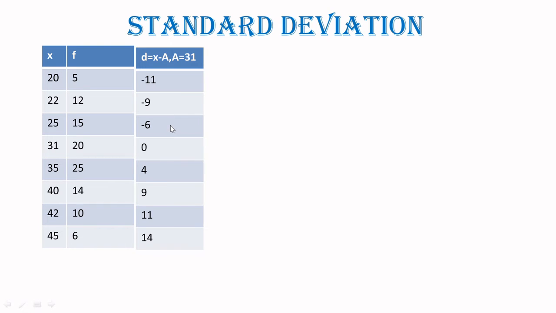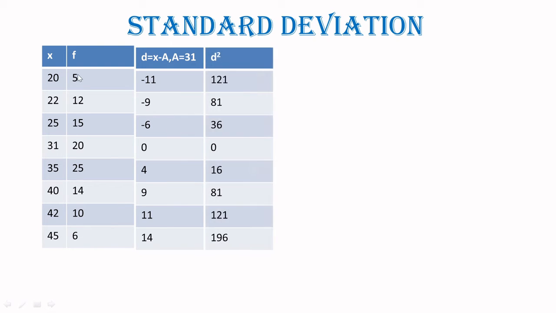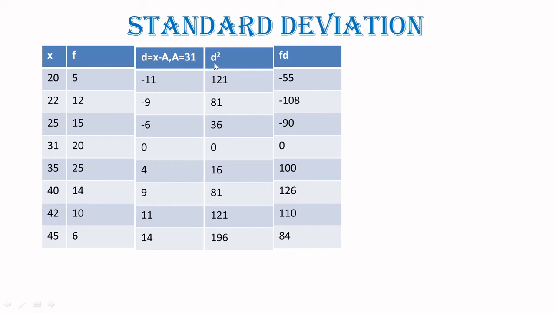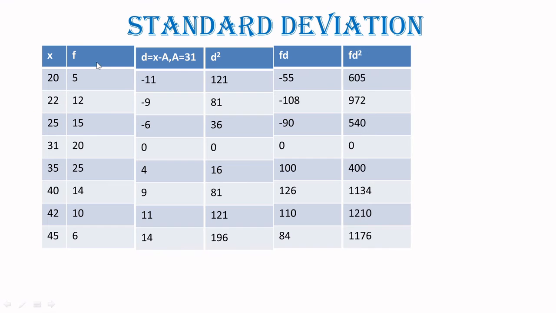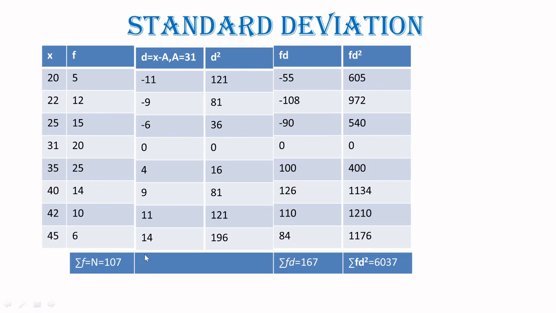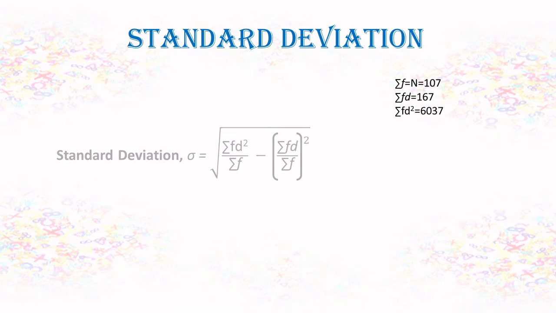After this we need to find d square, and then f into d and f into d square. Like this we will find different values, and we will also be required to find sigma f, which is nothing but n, the number of observations. So we just have to add all these values to obtain sigma f, sigma fd and sigma fd square. Like this we will write down the values. Now we will substitute these values in the formula.